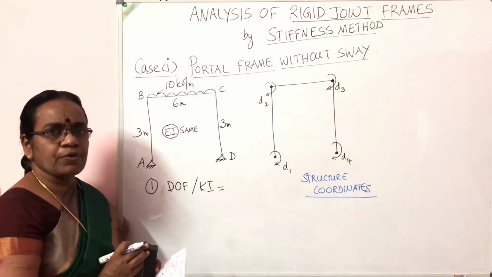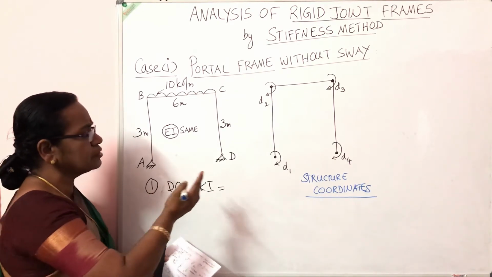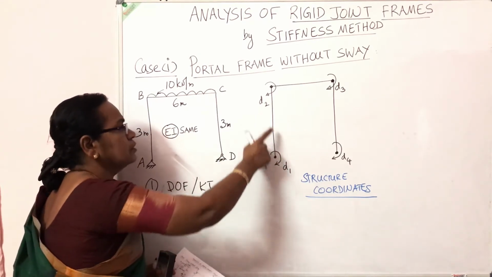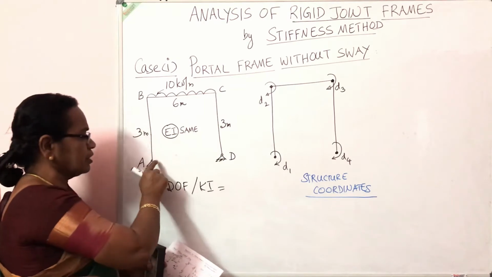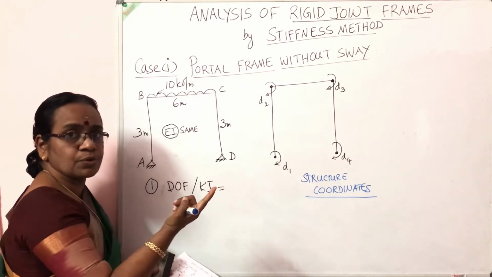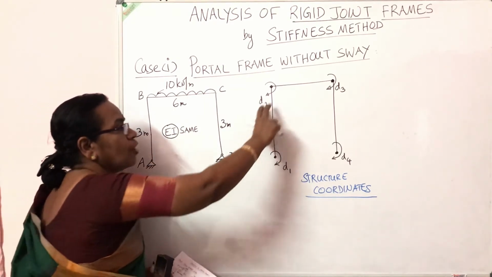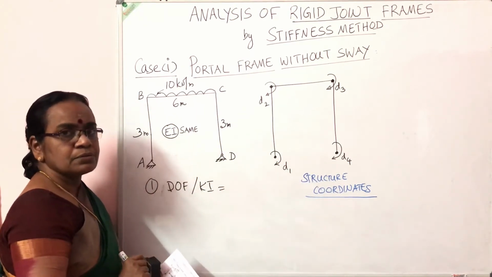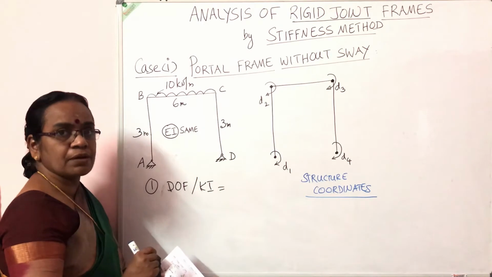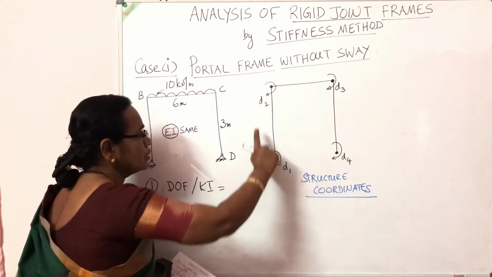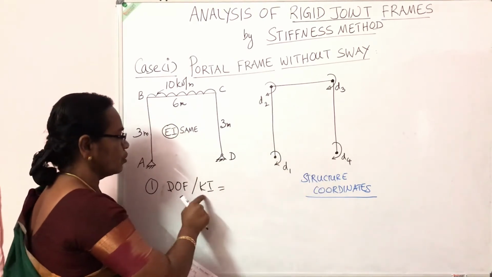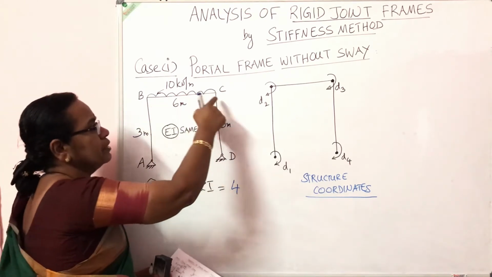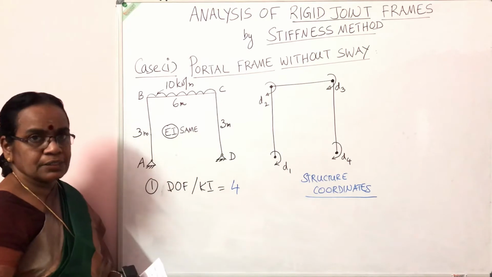See whether there is any known boundary condition. Here, all the boundary conditions are free because it's a hinge, so rotation is possible. If it had been a fixed end, I could write D1 equal to 0. But here, being a hinge, all the degrees of freedom exist. So there are no known boundary conditions which are 0. So all the degrees of freedom are there. So the degree of freedom is 4, that is theta A, theta B, theta C and theta D.